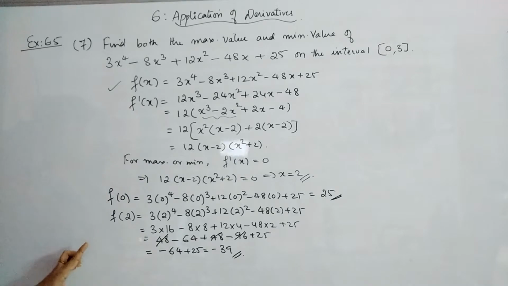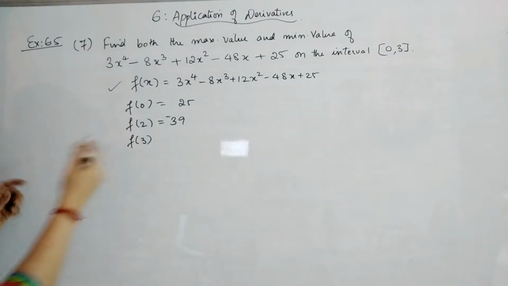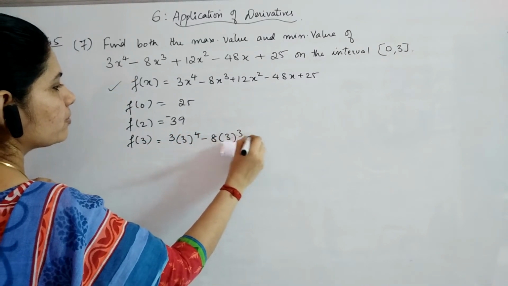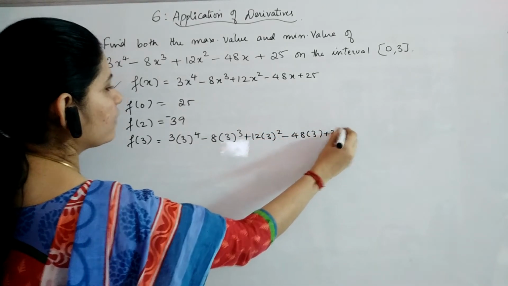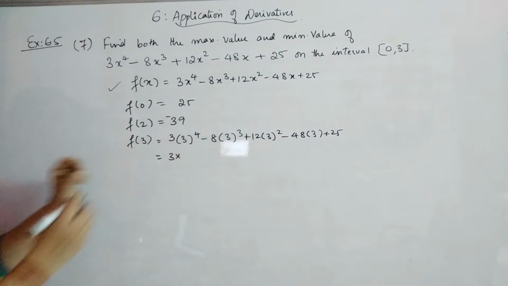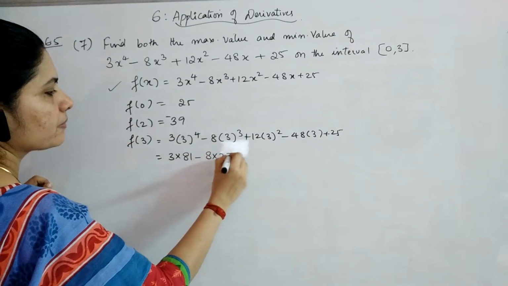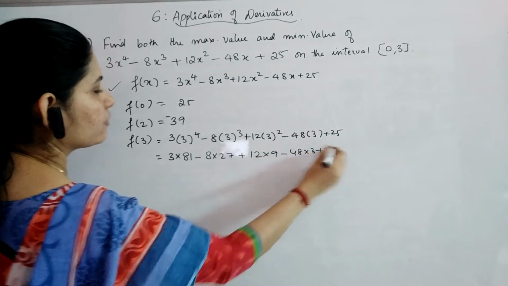Next you have to check for f of 3. F of 3 is equal to 3 into 3 raised to 4 minus 8 into 3 cube plus 12 into 3 square minus 48 into 3 plus 25. Now 3 raised to 4 will give you 9 into 9, 81, minus 8 into 27, plus 12 into 9 minus 48 into 3 plus 25.